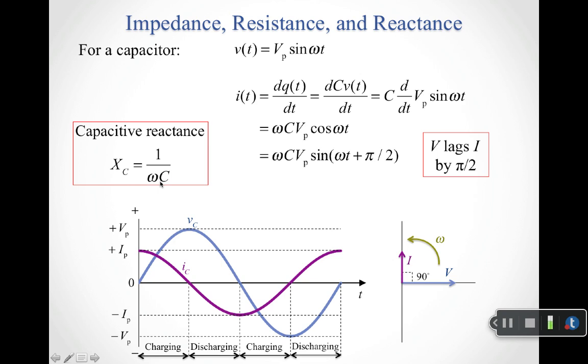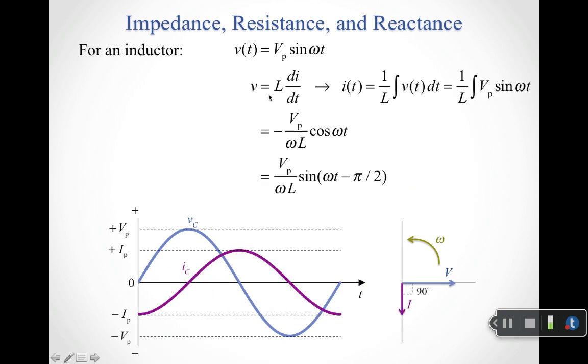Alright, let's come back and do the same thing for an inductor. So again, for an inductor, we're going to start with our same sinusoidal voltage source. There's its curve. And so now, when I think about what's going on with an inductor, I know that the induced EMF across my inductor is equal to L times di dt. And so I basically just want to solve this for the current.